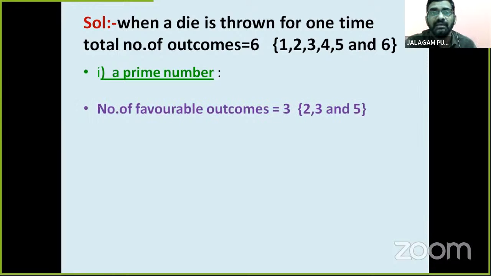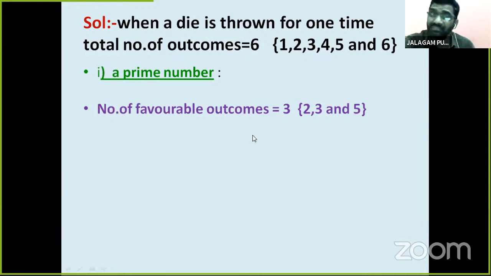So here we find the favorable outcomes, the number of favorable outcomes. Here these all are possible outcomes. Among these we find a prime number.